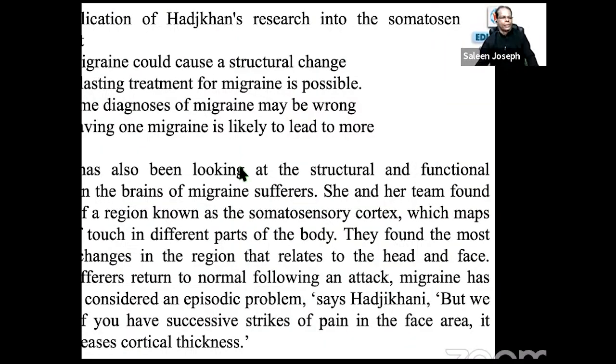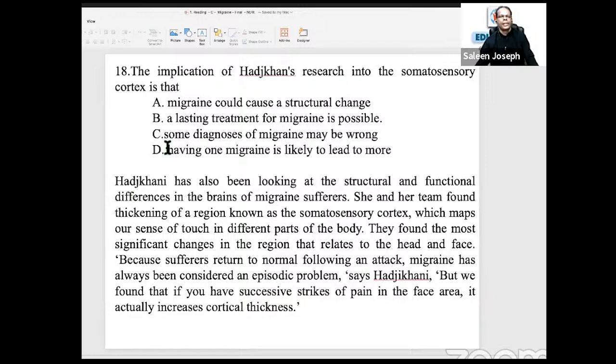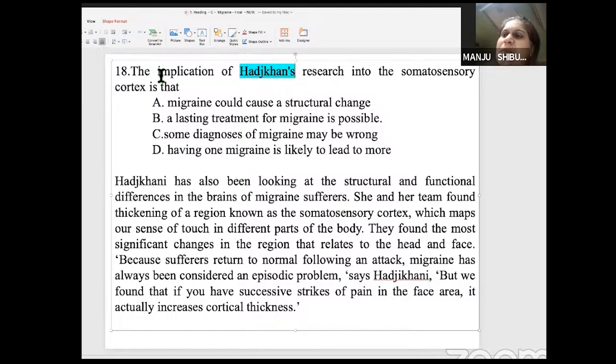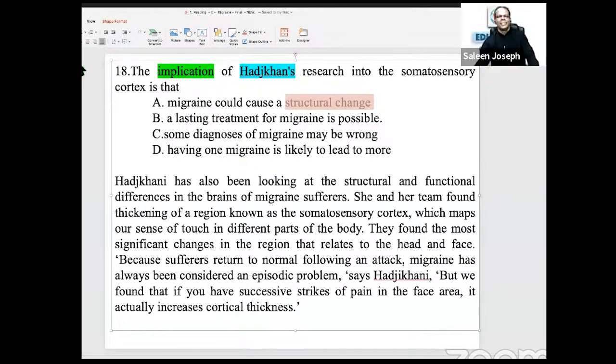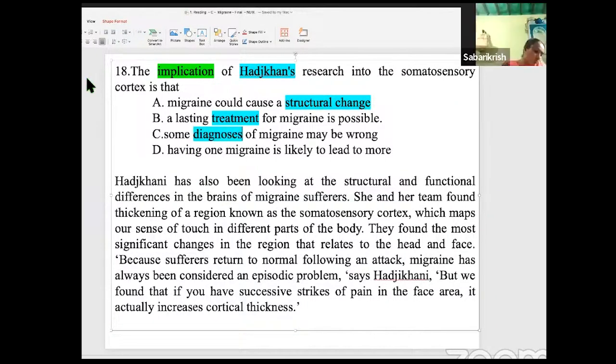Okay. Tell me what the hedging words are here in the question stem. Implication. Implication is important. They are asking about implication, right? Like cause, effect, implication, complication. So that's also important. Implication of it, answer option A. What is the hedging word or keyword? Structural change. Okay, come on. B. Treatment. Then the third one, C. Diagnosis. See how the conceptual hedging words are beautifully given. Next one.